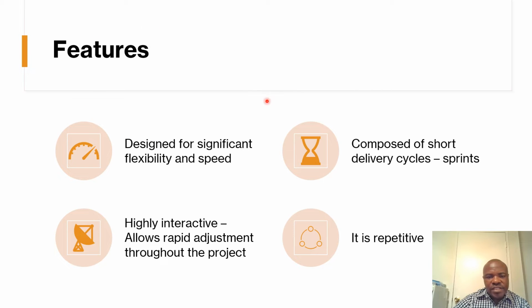The features of Agile. First, we find that Agile has a greater flexibility and speed. Therefore, it is designed for projects that require significant flexibility and speed. Second, Agile is highly interactive. It allows rapid adjustment throughout the project. Third, Agile approach is composed of short delivery cycles, and these cycles are called sprints. Finally, Agile is repetitive.